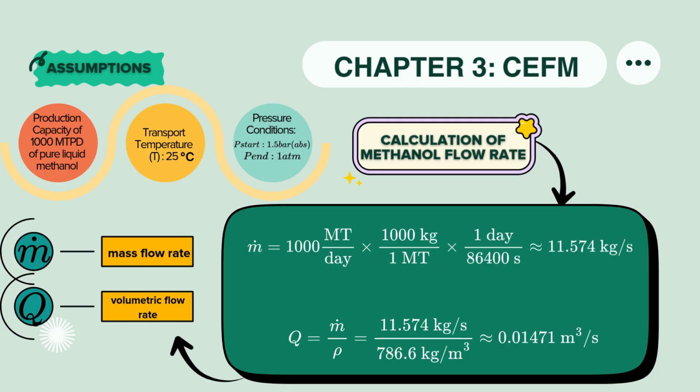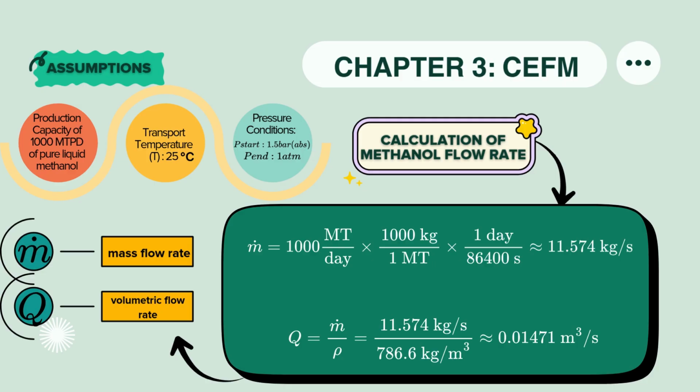Assumption 3 and 4. Pressure conditions. The starting point pressure at the final processing unit outlet, such as a drum, is assumed to be slightly above atmospheric, approximately 1.5 bar. The final destination pressure at the atmospheric storage tank inlet is defined as 1 atm equals 101.325 kilopascal.